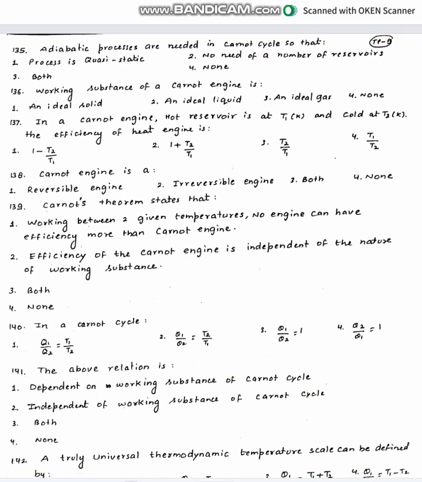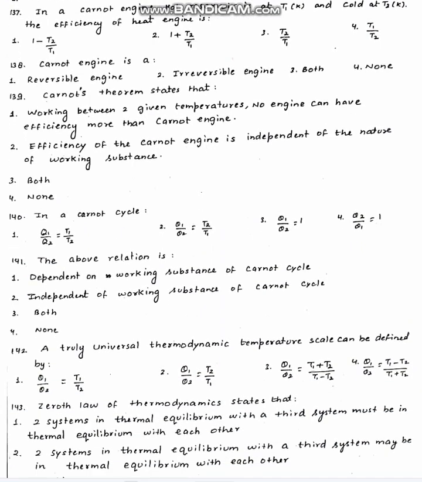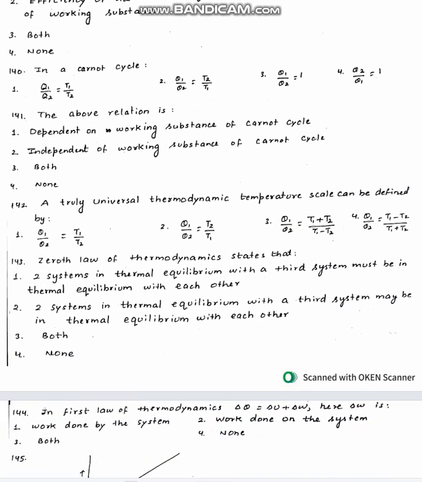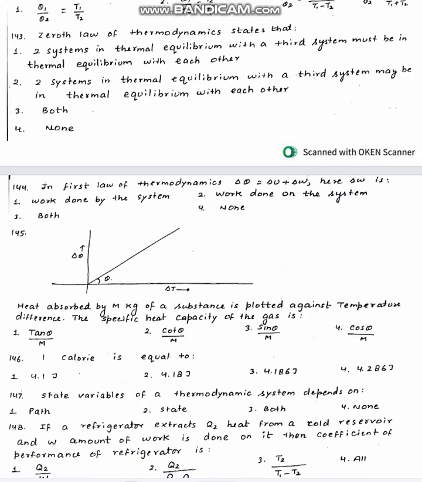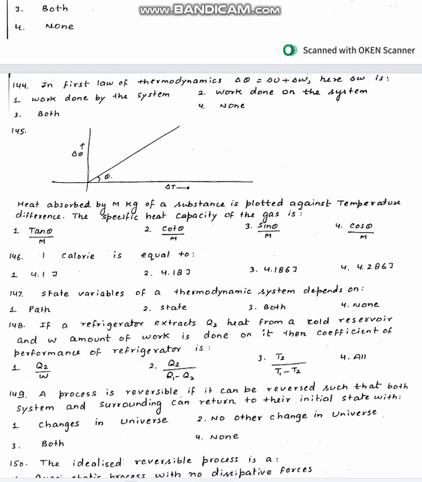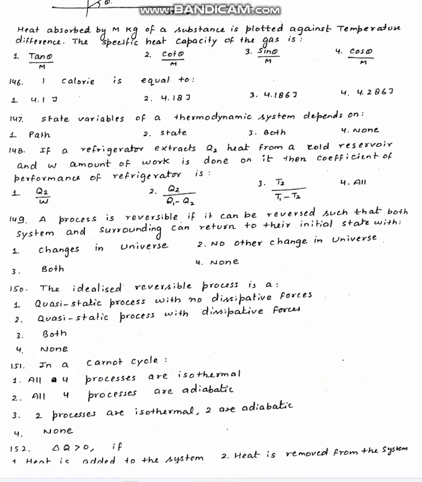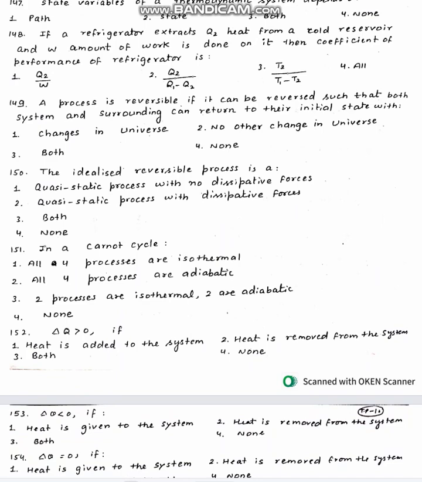Then we have relation between heat and temperature in Carnot engine, then the above relation, then a universal thermodynamic temperature scale, then we have zeroth law of thermodynamics, then first law of thermodynamics, then we have questions based on the graph of heat absorbed versus change in temperature, definition of 1 Kelvin, state variable of a thermodynamic system, then we have concept of a refrigerator, reversible process, idealized reversible process, Carnot engine.